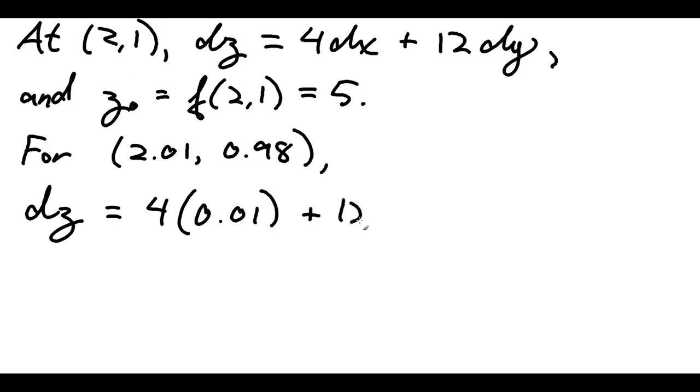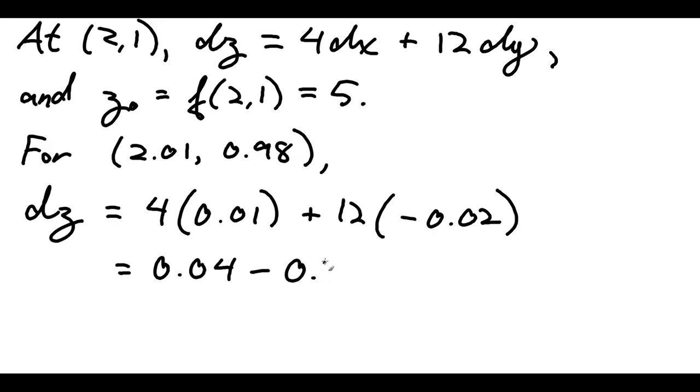And now we have plus 12 times dy. Well, what's the change in y? From 1 down to 0.98. That's a change of negative 0.02. So there's our dy. So we have those values. Now we can multiply that out. We have 0.04 minus 0.24, and that is negative 0.2. There is dz. All right.